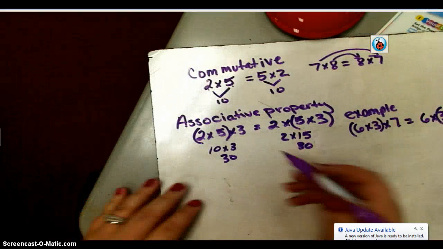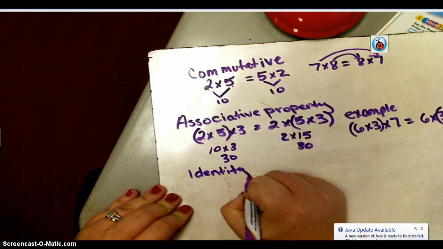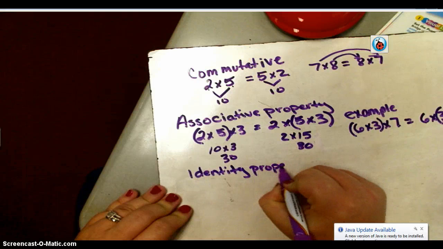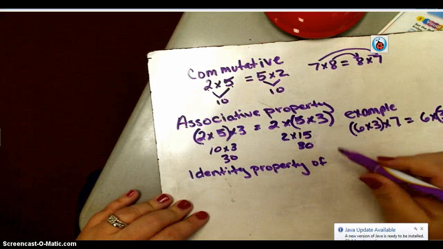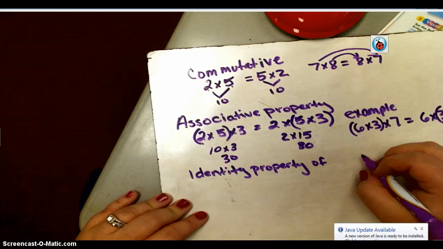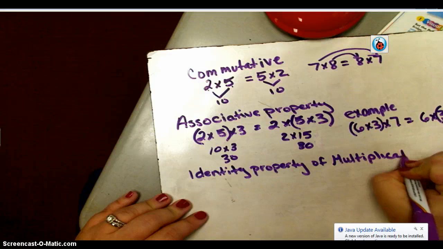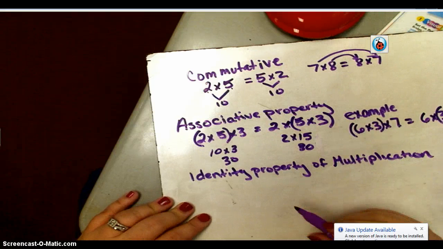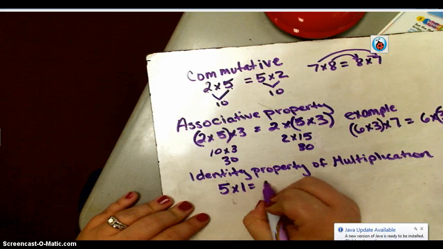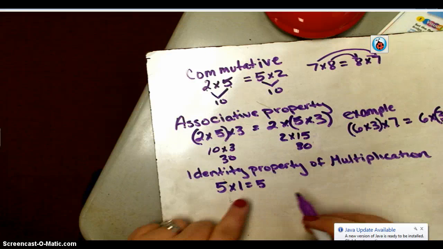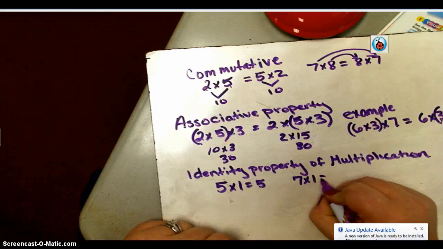Then we have identity property. Identity property of multiplication and zero property of multiplication are probably going to be the two easiest for you to remember. Identity property says anything times 1 is itself. For example, 5 times 1 equals 5. Identity property says anything times 1 is itself. So if I have 7 times 1, my answer is 7.